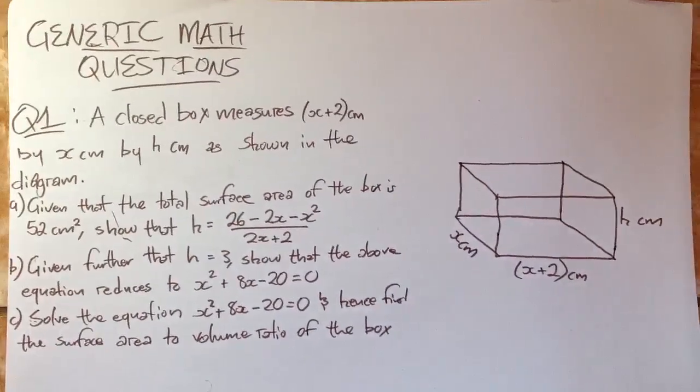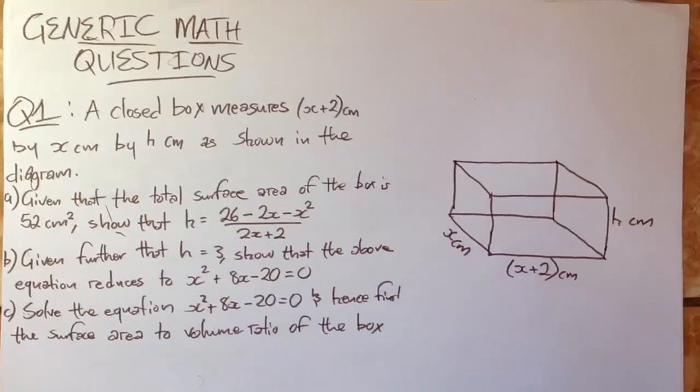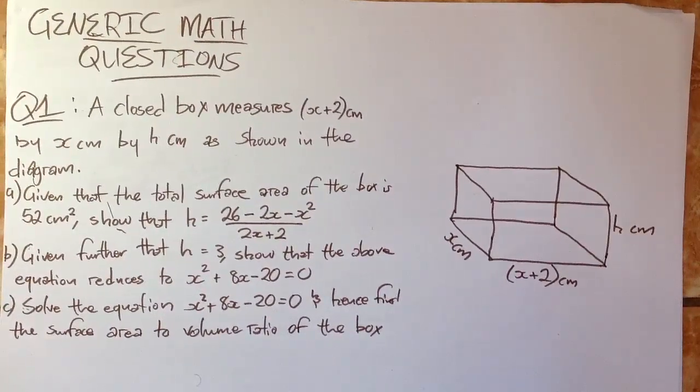Okay, part B of the question wants us to reduce the equation to that, and we have been given the value of h as 3.